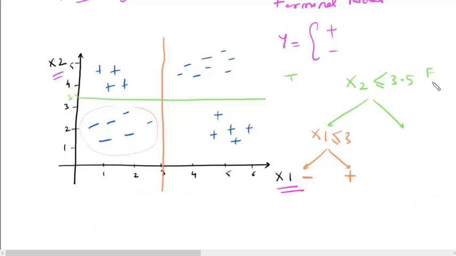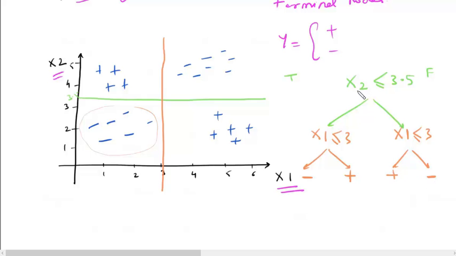Now let's go to the false side. So this side, which represents this area. So we have to now separate these. We can use the same split. We can see the same split works. So I will write x1 less than or equal to 3. This also will have two decisions, true and false. True always will be on the left hand side. So on the left hand side, what do you have? We have pluses. So I will write plus here and I will write minus here.